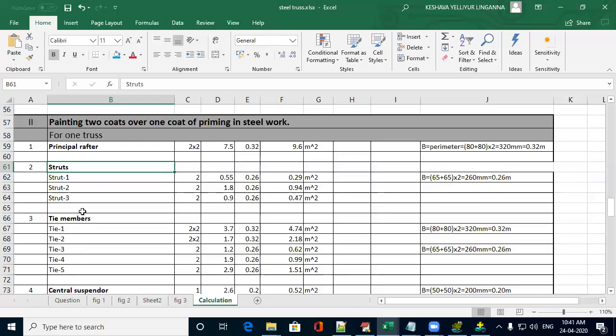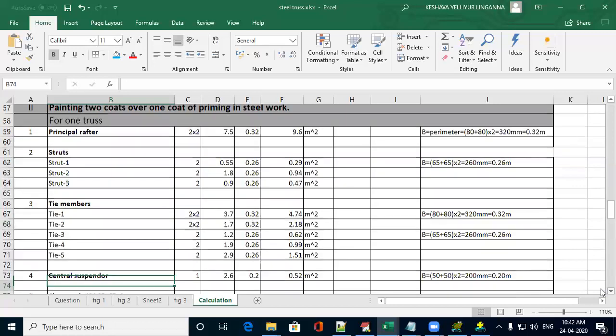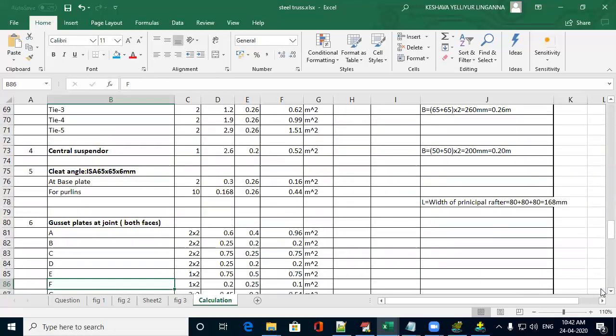Similarly, you have to work out for the tie members also by looking at the numbers and the dimensions. This length you can copy from the steel quantity. Length you can take it from there. Breadth, depending on the dimension of the members, you have to calculate the perimeter. Similarly, for the central suspender, one number, this length is given, and to get this B value, you have to calculate the perimeter and you will get this area.